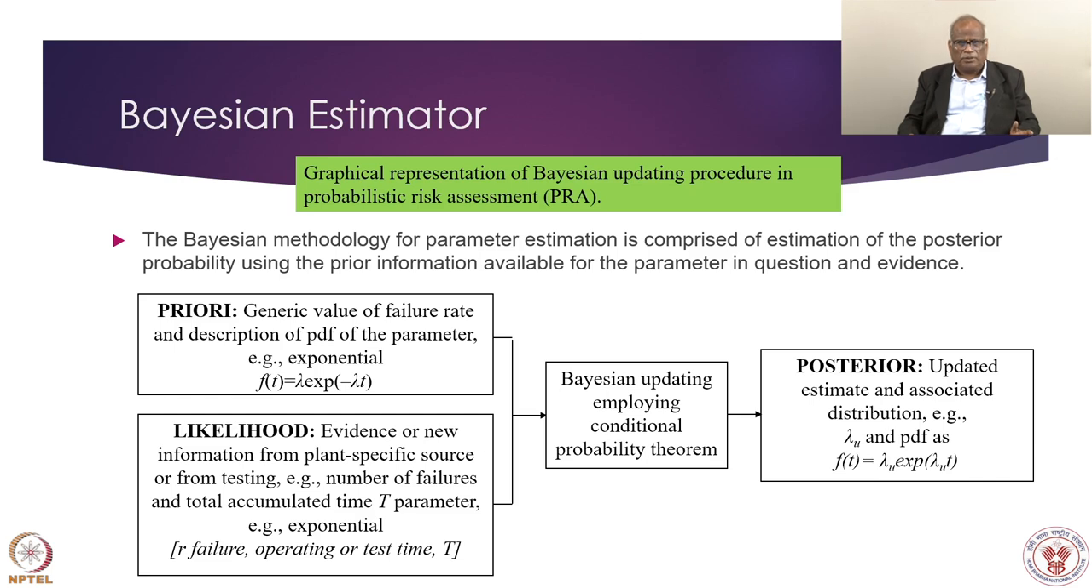So I use Bayesian updating. That means it is combining these two sources of data: my own source, which we call evidence, and the priori, which is the generic source data coming from outside. It could be some other plant also. It could be some database also. And I am updating them using conditional probability. Okay, we will see the mathematics in the next slide. And I get the posteriori. Posteriori is nothing but I have obtained, by this method, a posteriori probability density function, which is λ_u e^(−λ_u t).